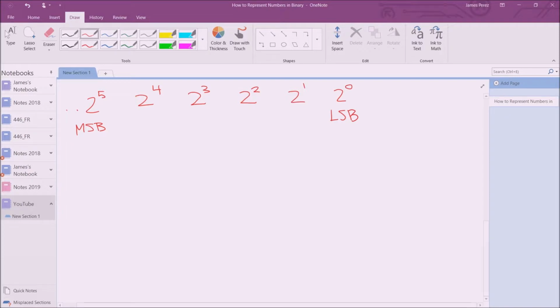So this bit position is called bit 0, because in computing you always start with 0 and make your way up: bit 1, bit 2, bit 3, bit 4, and bit 5. So these numbers are also equal to: 2 to the 5 is 32, 2 to the 4 is 16, 2 to the 3 is 8, 2 to the 2 is 4, 2 to the 1 is 2, 2 to the 0 is 1.